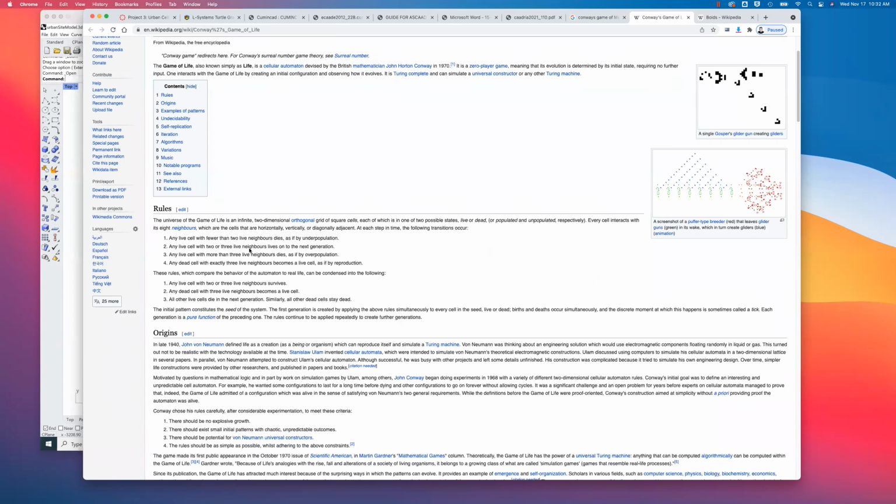So if you think about this, a two-dimensional orthogonal grid of square cells, two possible states, live or dead, right? So you start off with the pattern that you want populated. Every cell interacts with its eight neighbors, horizontal, vertical, and diagonally adjacent, right? The following transitions occur at each generation, or each tick in the clock.